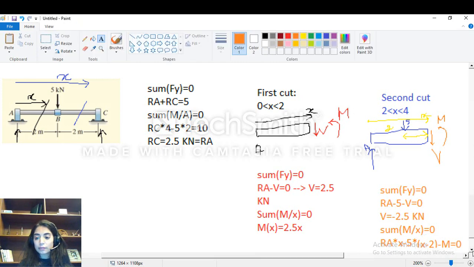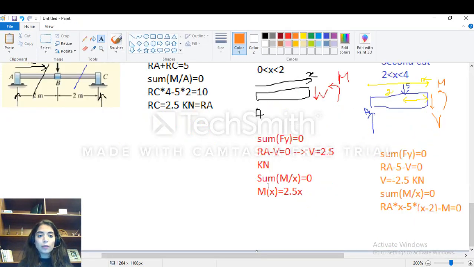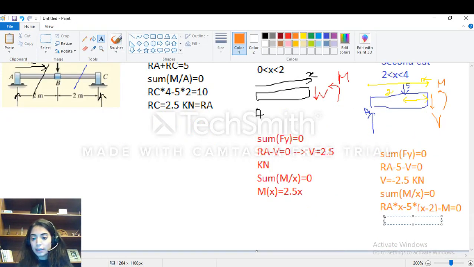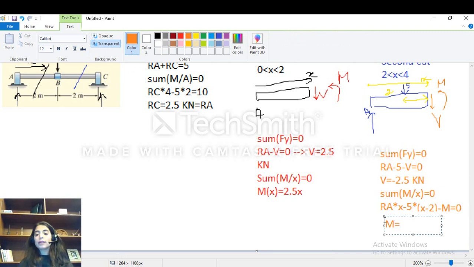And this means, guys, that the moment basically is equal to what? It is equal to 2.5x minus 5x, which is minus 2.5x. So it is minus 2.5x plus that. This is the moment at x. Okay, so for any x between 2 and 4, the moment is equal to minus 2.5x plus 10.